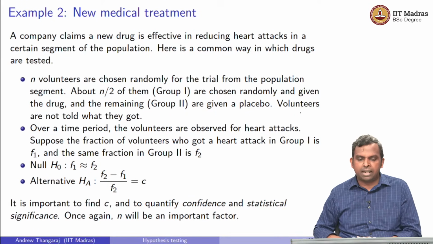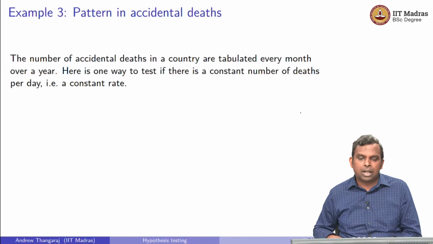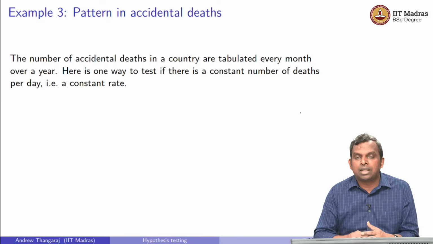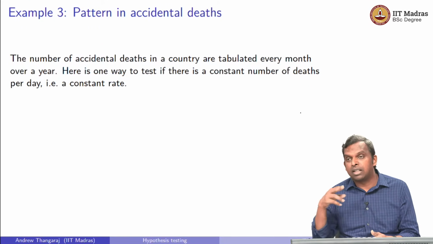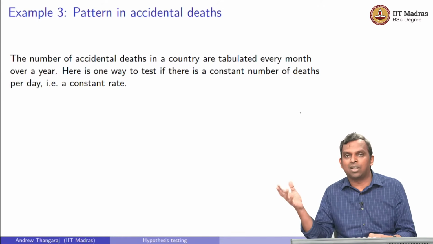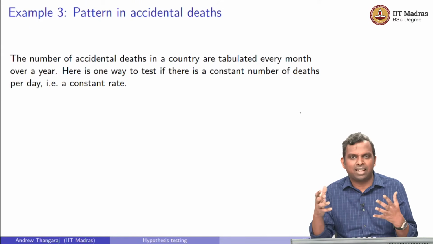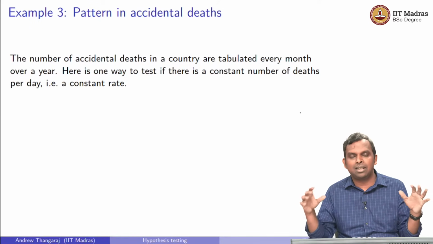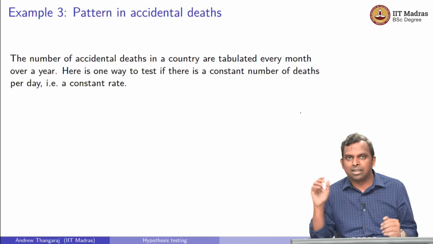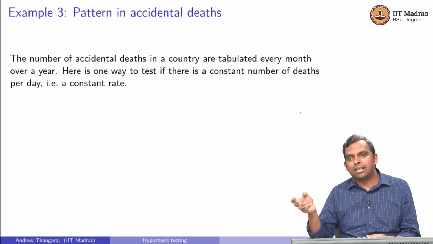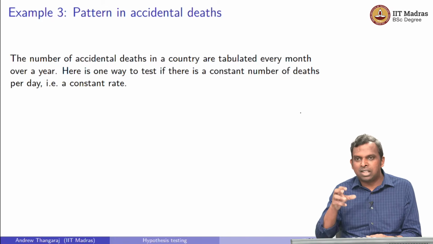Okay, so this is the medical treatment. So let's look at pattern in accidental deaths. Here again you can tabulate it every month. So you want to hypothesize first that there is a constant rate, the number of accidents per day is a constant. Every day there are maybe thousands of accidents and this 1000 is something fixed. And every month it is just the same constant rate repeating.